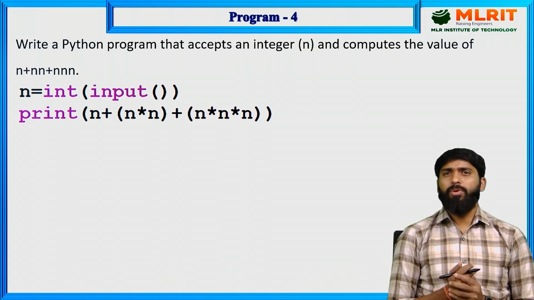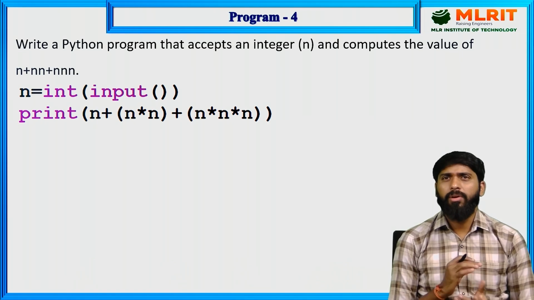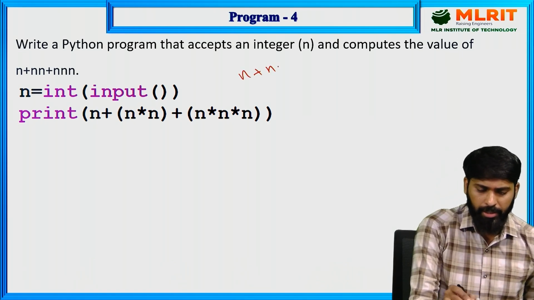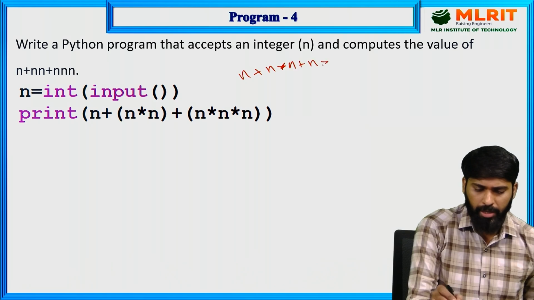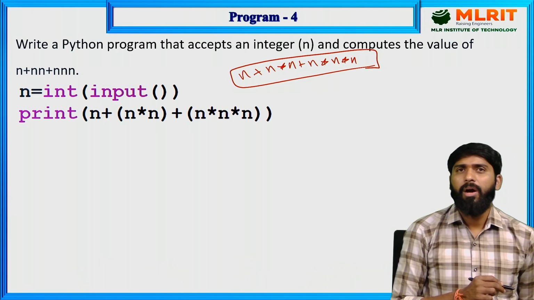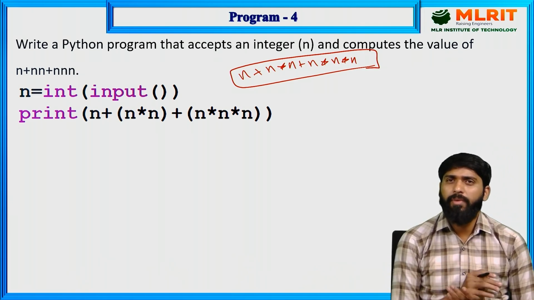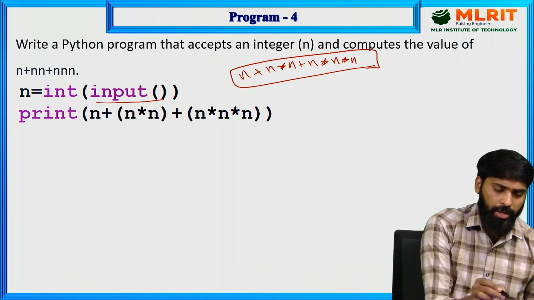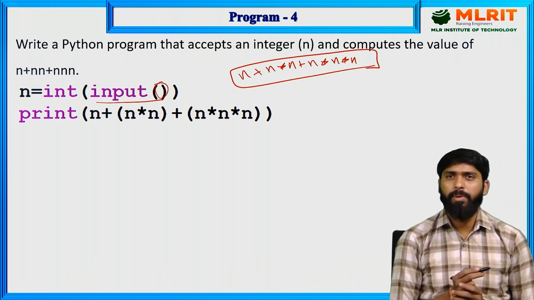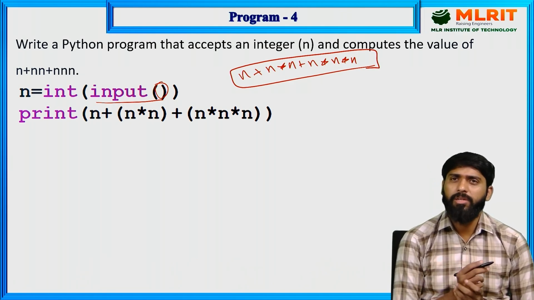So coming to program 4, for example I read an n value from the keyboard. Now I want to compute the value of n plus n into n plus n into n into n. I read the n value from the keyboard. What is the function we use to read the value? Input. Here I am not mentioning any message, because in many coding problems they are not mentioning any message. They directly read the data.